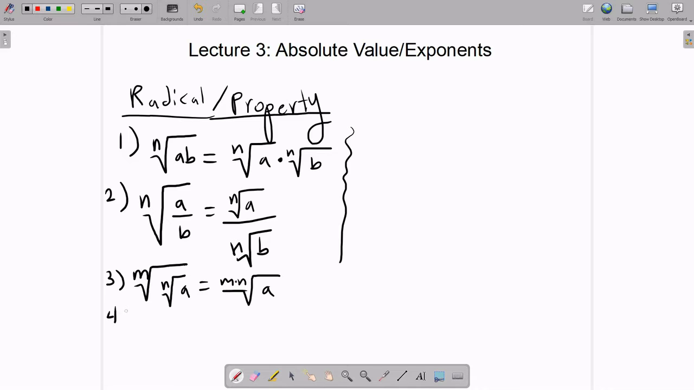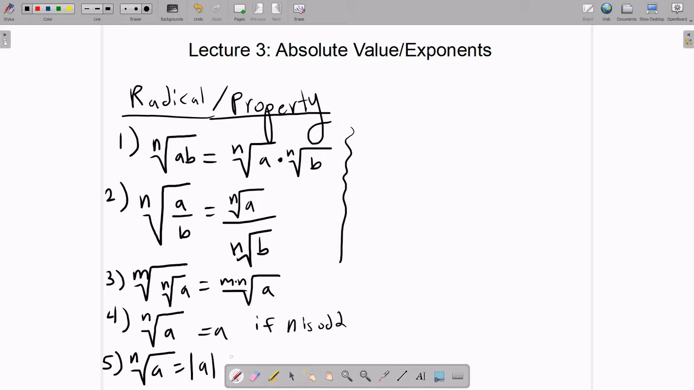And I believe the last two: you have an odd exponent, the nth root of a to the n is equal to a if n is odd. And the last one is the even exponent, the nth root of a to the n is the absolute value of a if n is even.